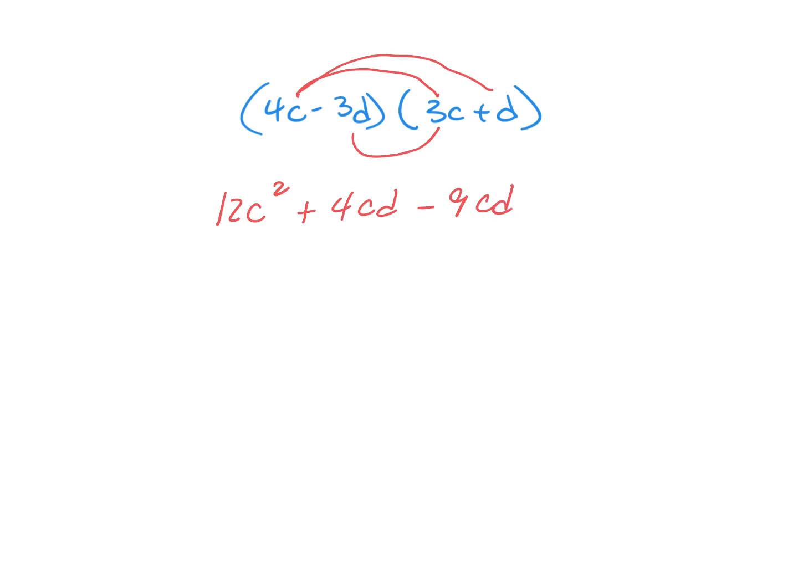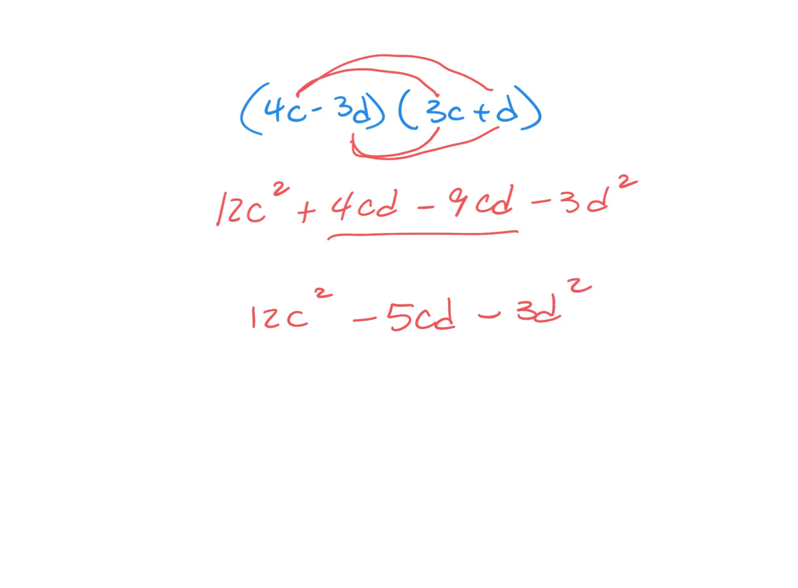And I always put the letters in alphabetical order so that I can see that they're the same. Otherwise, I might miss that. And this is minus 3d squared. Anybody have any questions on where I got those numbers? And then these two in the middle can be combined. So you have 12c squared minus 5cd minus 3d squared.